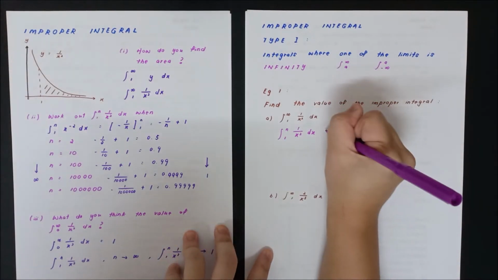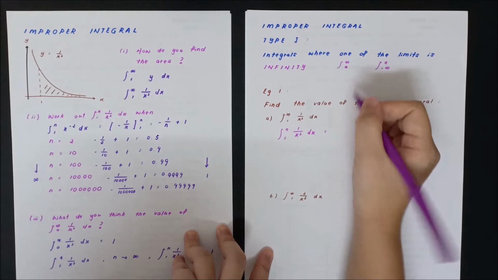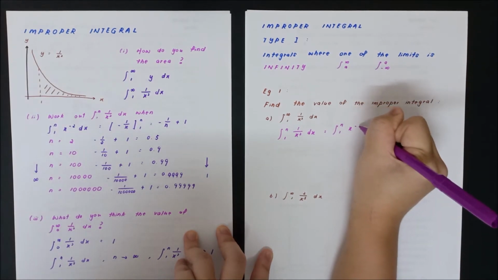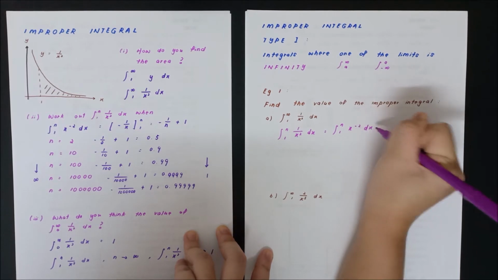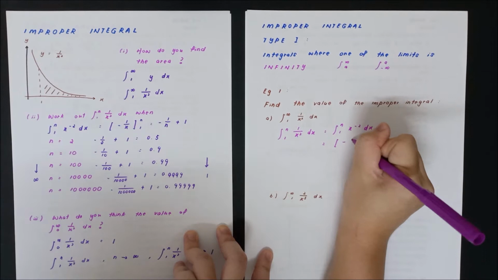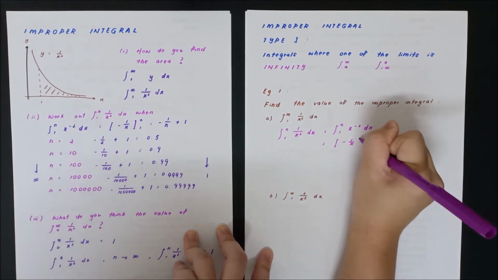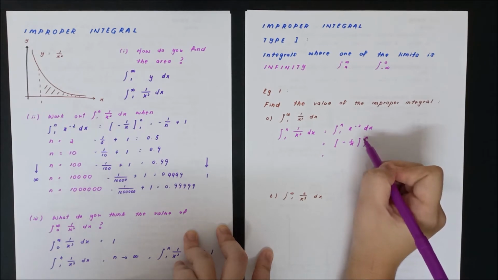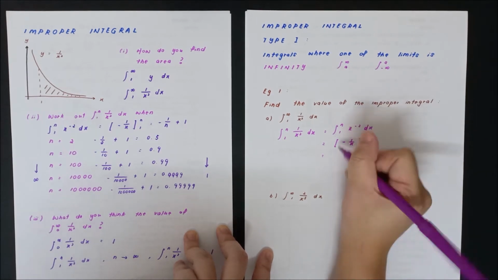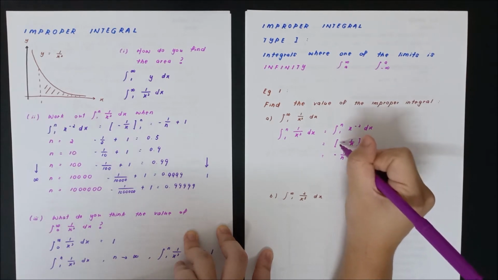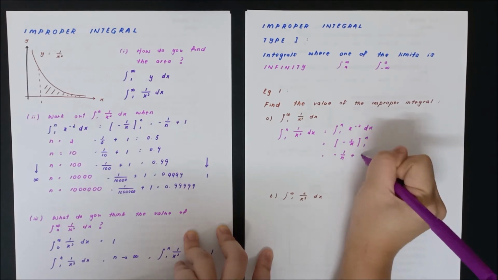Then after that, I will solve this like normally. So the integral from 1 to n of x to the power of negative 2 dx. Now I'll start to do my integration. This will give me negative 1 over x, from 1 to n. Then I start with my upper limit first. Substituting n, I get negative 1 over n, and then minus negative 1, which gives me plus 1.